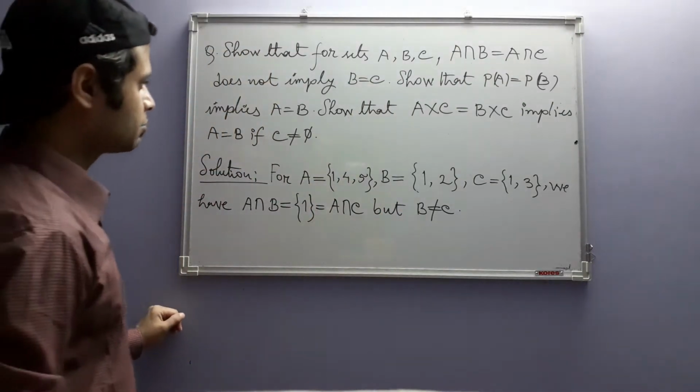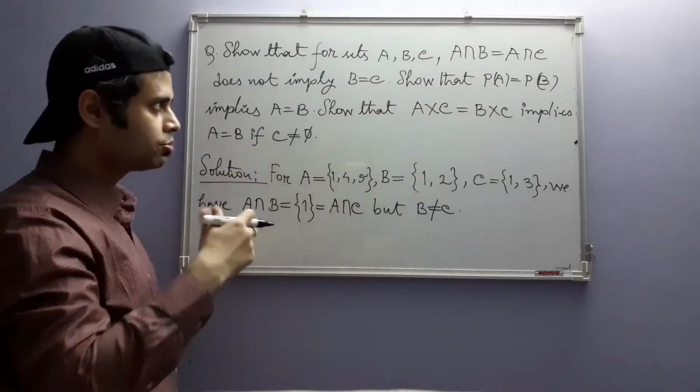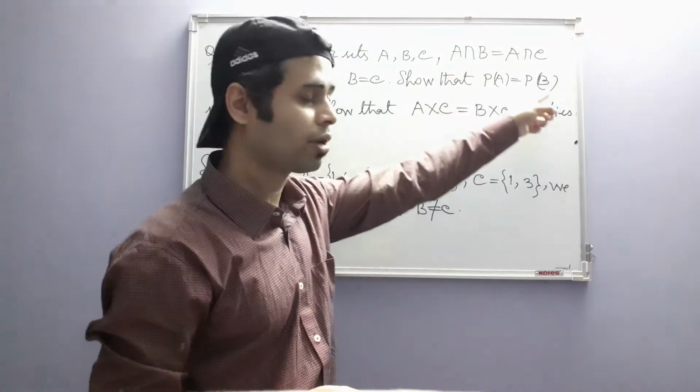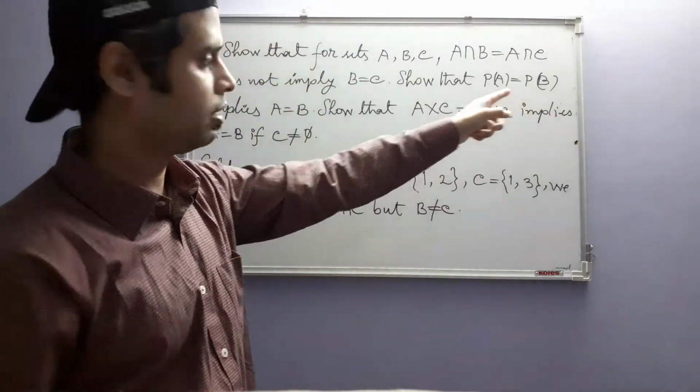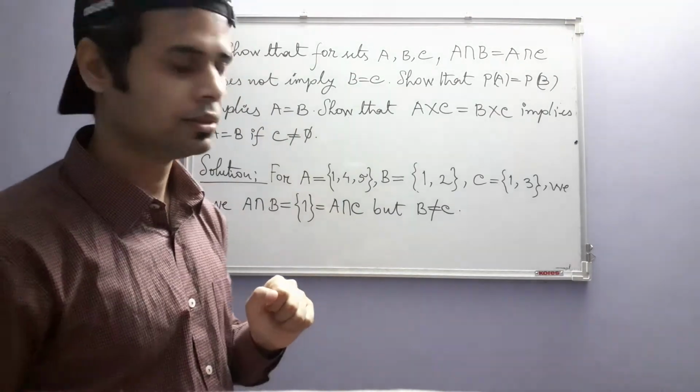For the second one, what do we have to show? We are given that for two sets A and B, their power sets are given to be equal. We have to prove that A is equal to B.